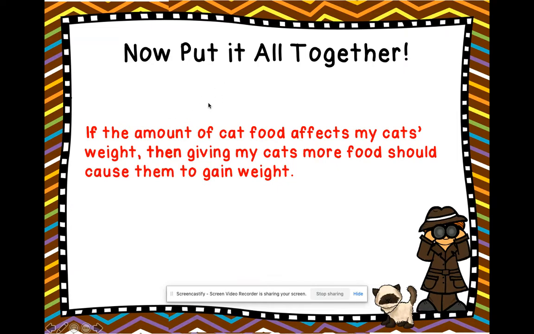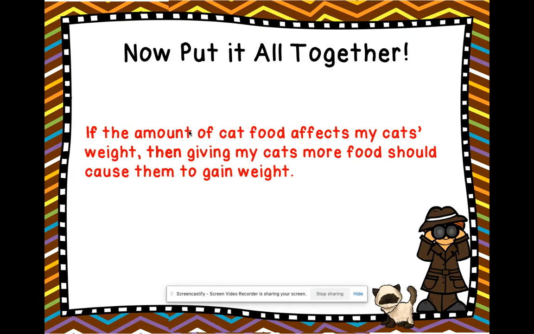What does that sentence look like? Okay, so if the amount of cat food affects my cat's weight, then, so they began with the word if. In the middle, they have the word then. Then giving my cats more food should cause them to gain weight. So this student is doing an experiment, over a course of time, giving different amounts of food to their cat. And this student thinks that if you give the cats more food, then eventually the cat's going to gain weight. So what are they testing? Okay, they're testing the cat's weight.